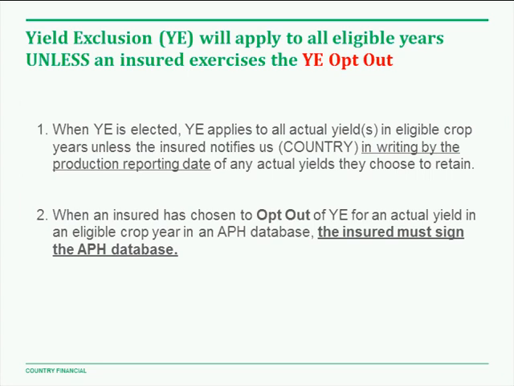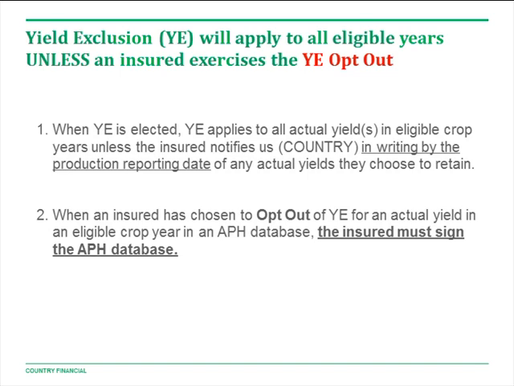When yield exclusion is chosen by the sales closing deadline, the rules state that it applies to all actual yields in the crop years eligible unless the insured notifies us, meaning the company here, in writing by the production reporting date of any actual yields they choose to retain.